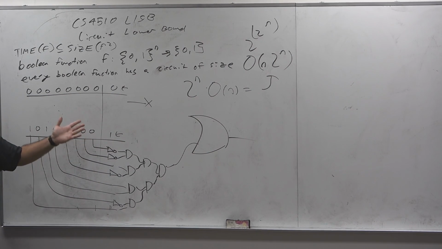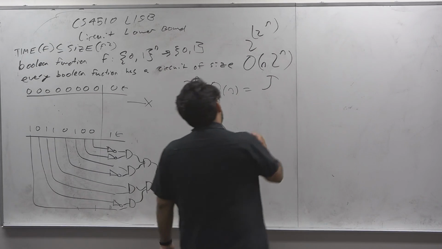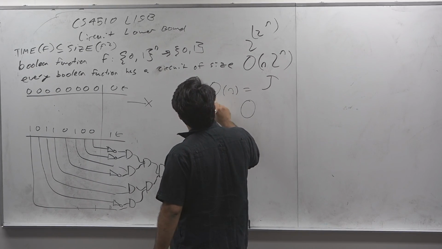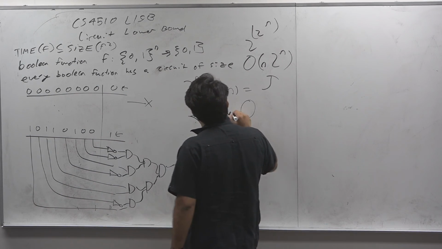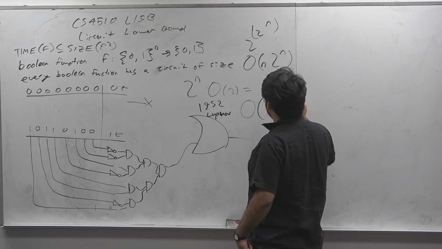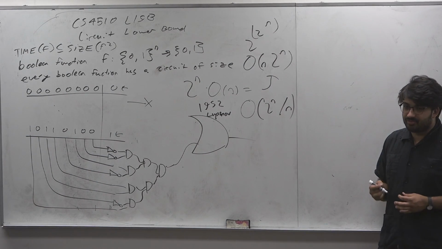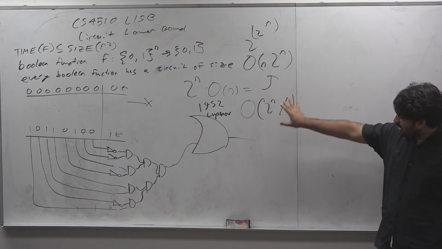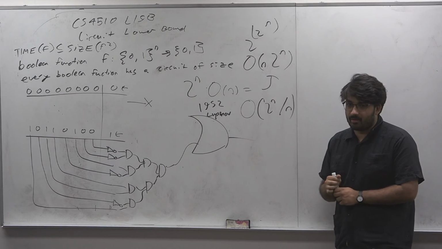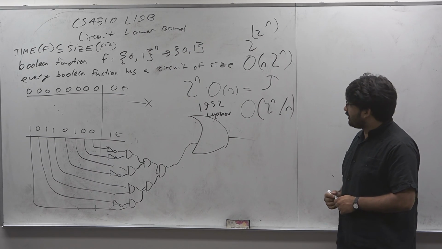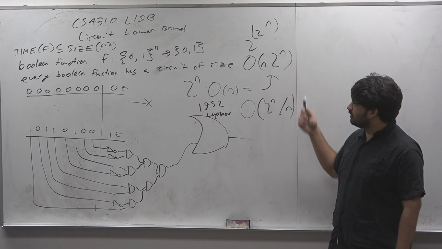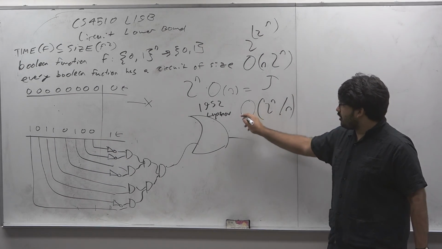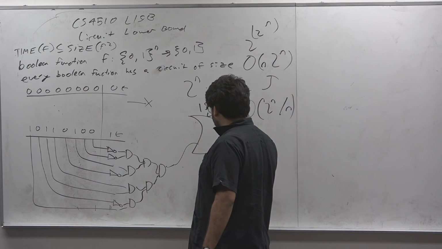Can you improve this? Would you conjecture this is the best you could do? Actually, I'll just tell you guys. In 1952, a guy named Lupinov was able to prove that you can improve this to 2 to the n over n. Can you improve that further? That's still pretty bad, honestly. It's a little better than exponential. He has a recursive construction and saves a lot of gates that way, but not that many. It's only polynomially smaller than the other one. The answer is no, which is what we'll prove next.